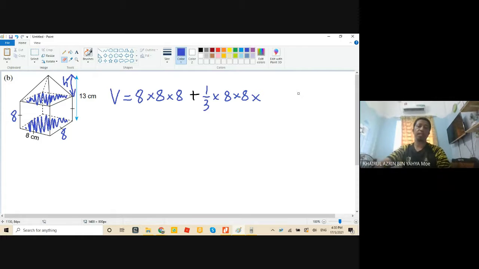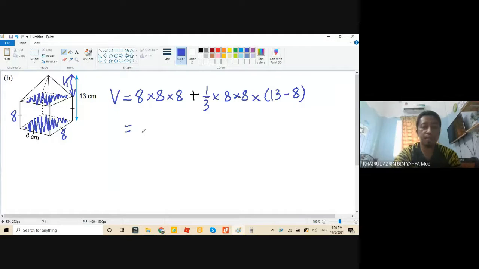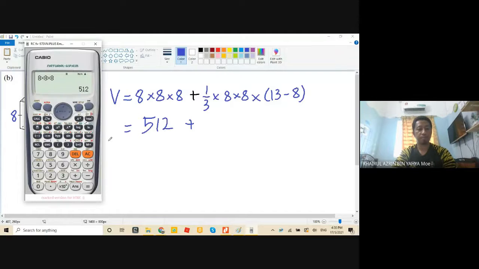So what is the height actually? The height is 13 minus 8, or 5. You can write 5. The answer for height is 5. So now you find the answer. 8 times 8 times 8. Let me use the calculator. 8 times 8 times 8, or you can write it as 8 cubed, and the answer is 512.